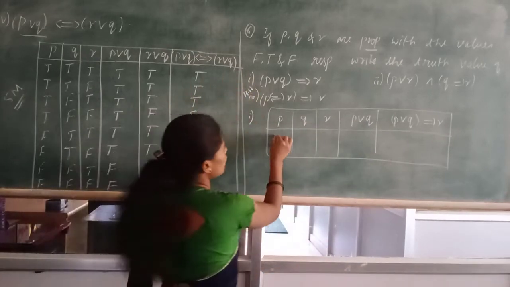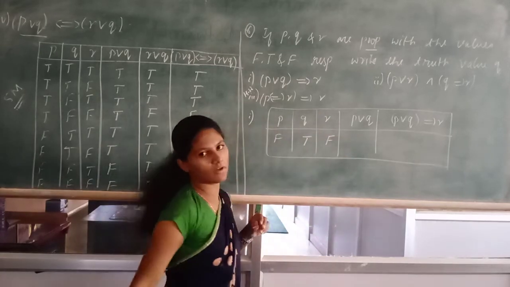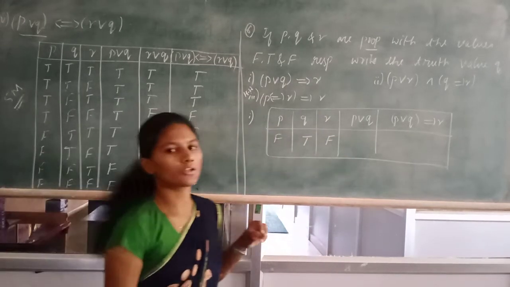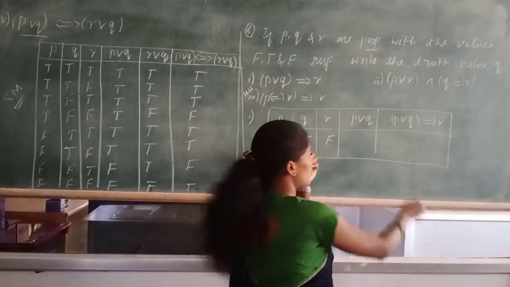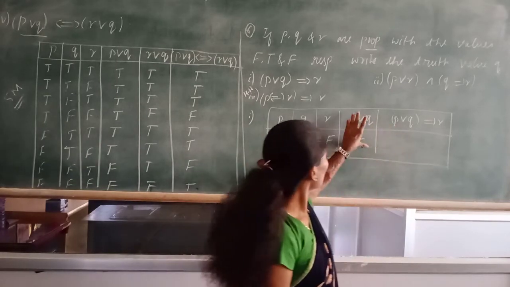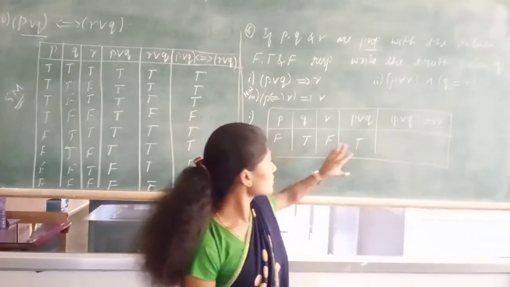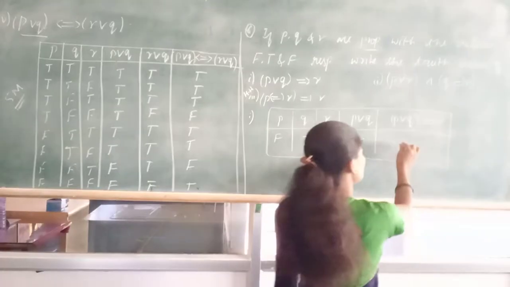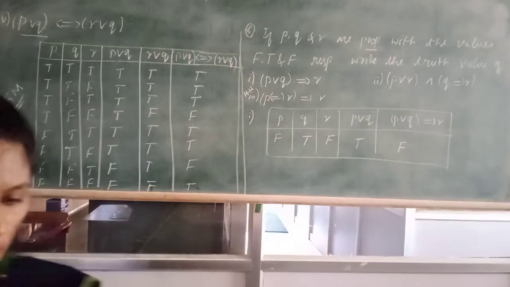P is false, Q is true and R is false. Applying P ∨ Q, false or true gives a true value. Next, (P ∨ Q) implies R: the first is true and the second is false, so obviously it is false. Like this.